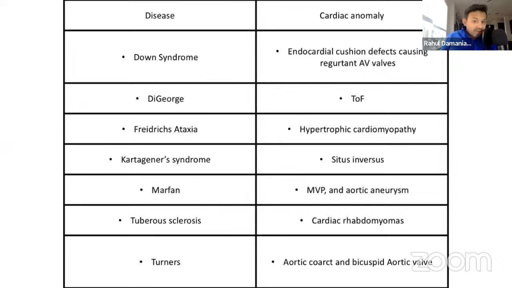And what murmur is associated with bicuspid aortic valve? Go ahead and put that into the chat box. What murmur is going to be associated with bicuspid aortic valve?